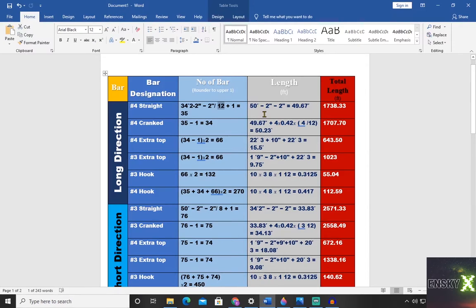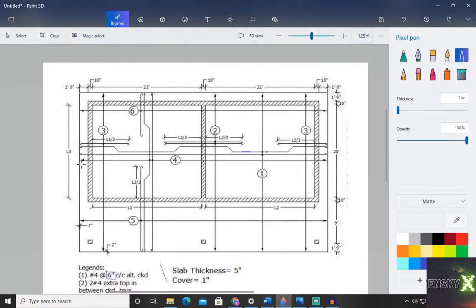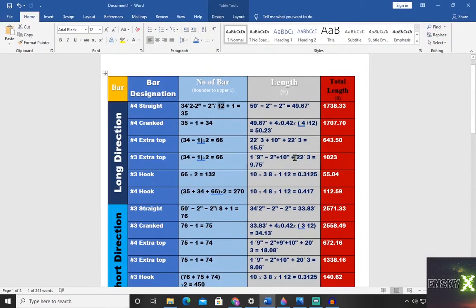Then now again we have to deduct this 2 inches and 2 inches from each of these sides for the spacing. After deducting it, we are going to get 49.67 feet. Then we have to multiply this length by this number of bar. Then we can find the total length. Again, we come here for the crank, again on the bar designation of #4.